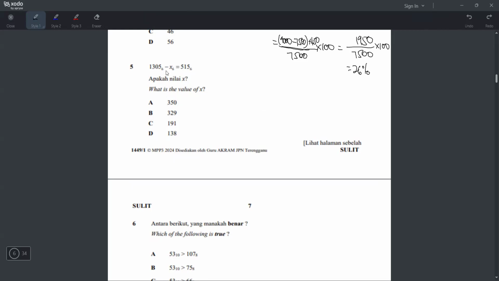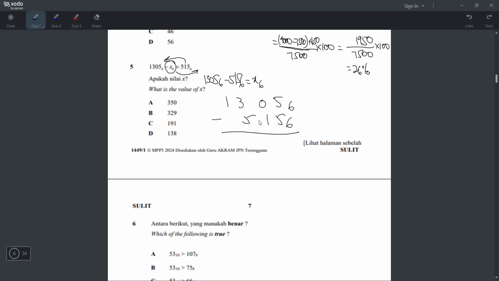You can pindah, right? Since you're finding x. How to pindah? If you try to find x, you can try to make it positive. How do you do that? Just move it here. So when you move here, it becomes positive x base 6. So here it is left with 1305 base 6. And then the 515 you can move over here, so it becomes minus 515 base 6. So now you can find your x. Just take 1305 base 6 minus 515 base 6.